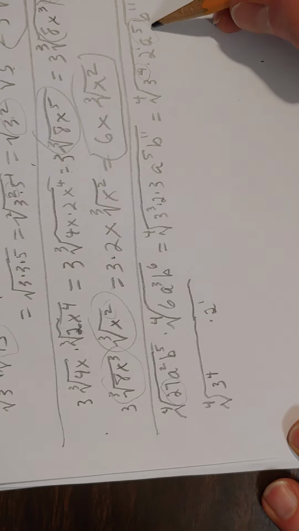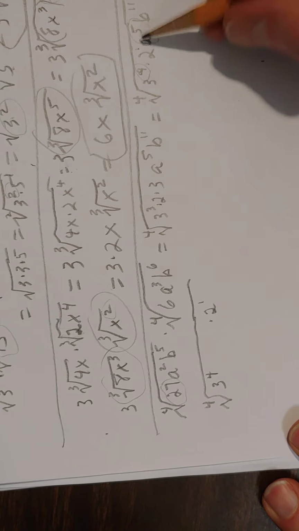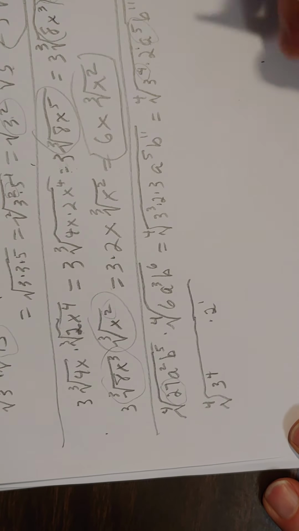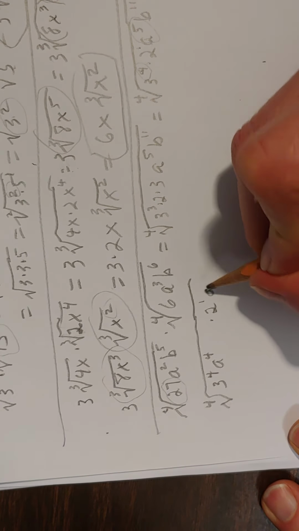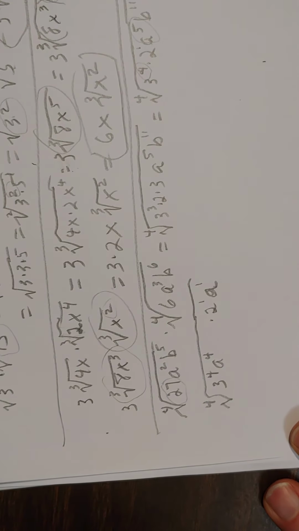A to the 5th, the exponent's 5. That's bigger than or equal to 4, so there's a perfect 4th power in there. Again, you choose the largest number less than or equal to 5 that's a multiple of 4, which is 4. So we'll write a to the 5th as a to the 4th times a to the 1st power. 4 and 1 add up to 5. You still have a to the 5th underneath the radical symbol.